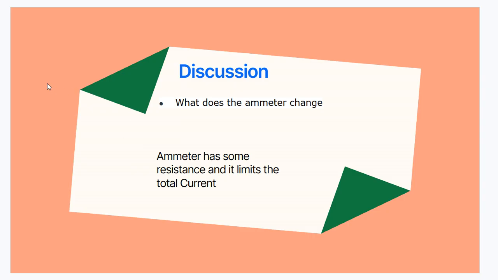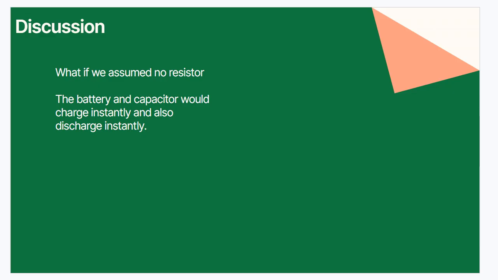Discussion: what does the ammeter change? The ammeter does have resistance, so it changes the total current. As I just said, that's a possible source of error. What if we assume that there was no resistor? Well, the battery and the capacitor would charge instantly and also discharge instantly. It'd be a nice little short circuit and cause a lot of flames to happen.